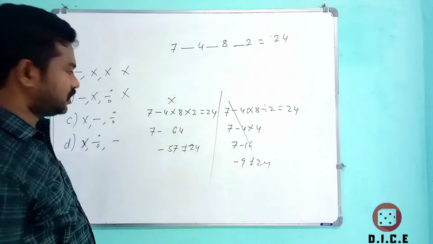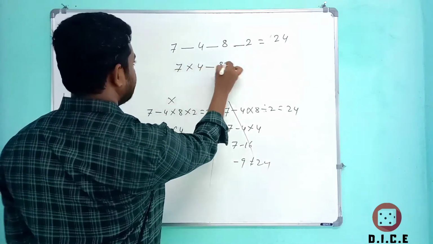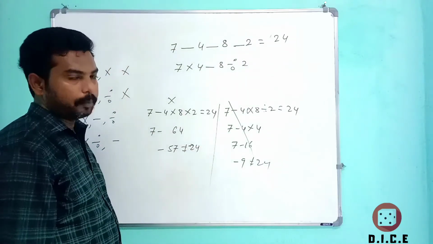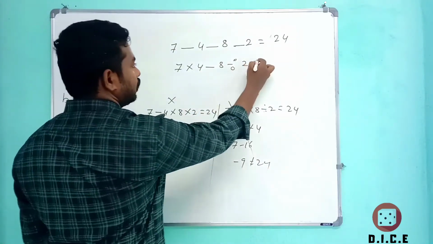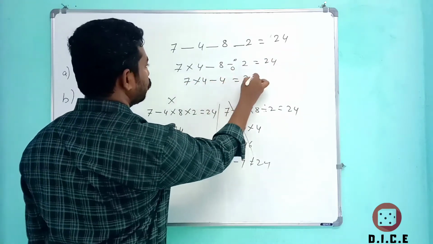Now let us see option C here. If I substitute 7 into 4 minus 8 divided by 2 here, first we have to follow the rule BODMAS. 8 by 2 is nothing but 4. 7 into 4 minus 4 is equal to 24.